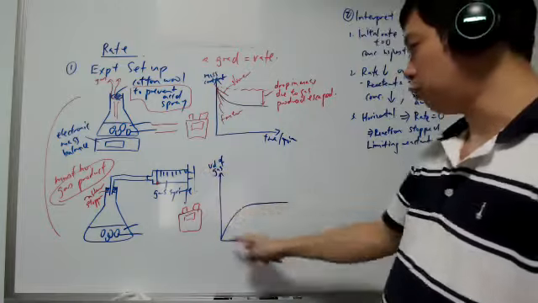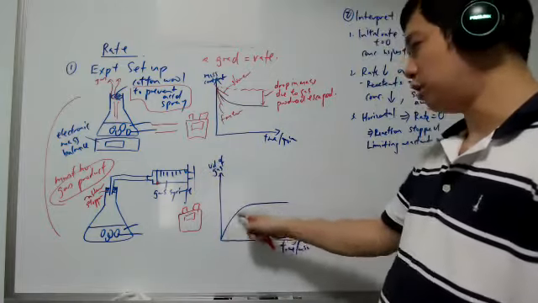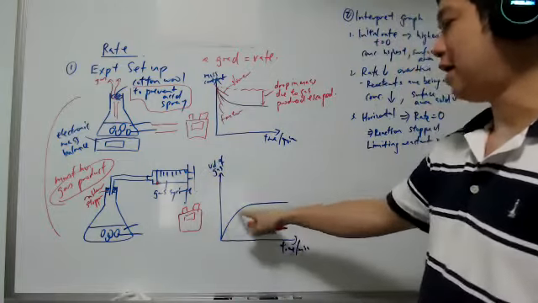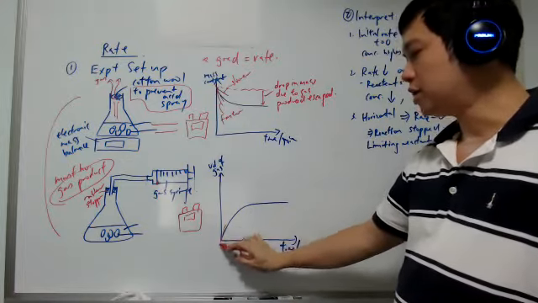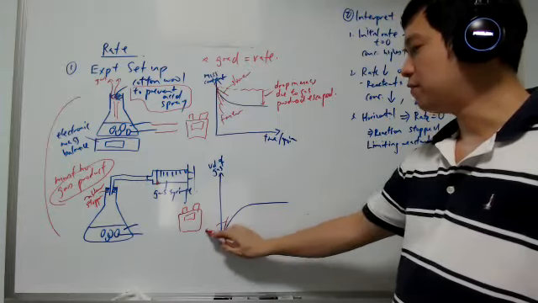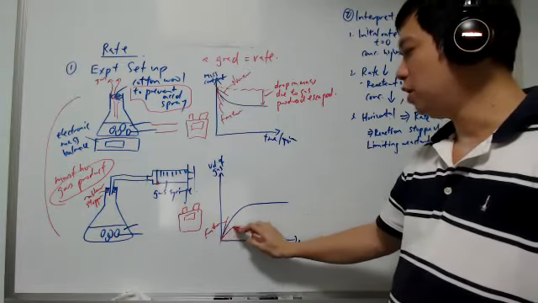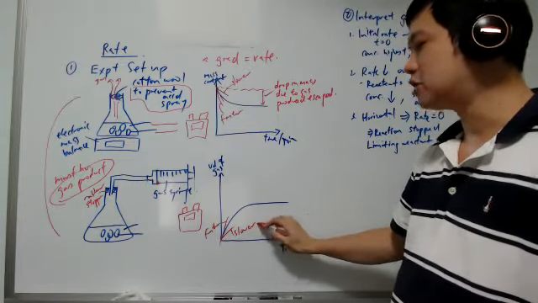Like 10 seconds, what's the volume? 20 seconds, what's the volume? Then you'll be able to plot the graph of the volume of gas against time. So same thing, the gradient will give you the rate of the reaction. So if the gradient is steeper, it means faster. If the gradient is gentler, it means slower.